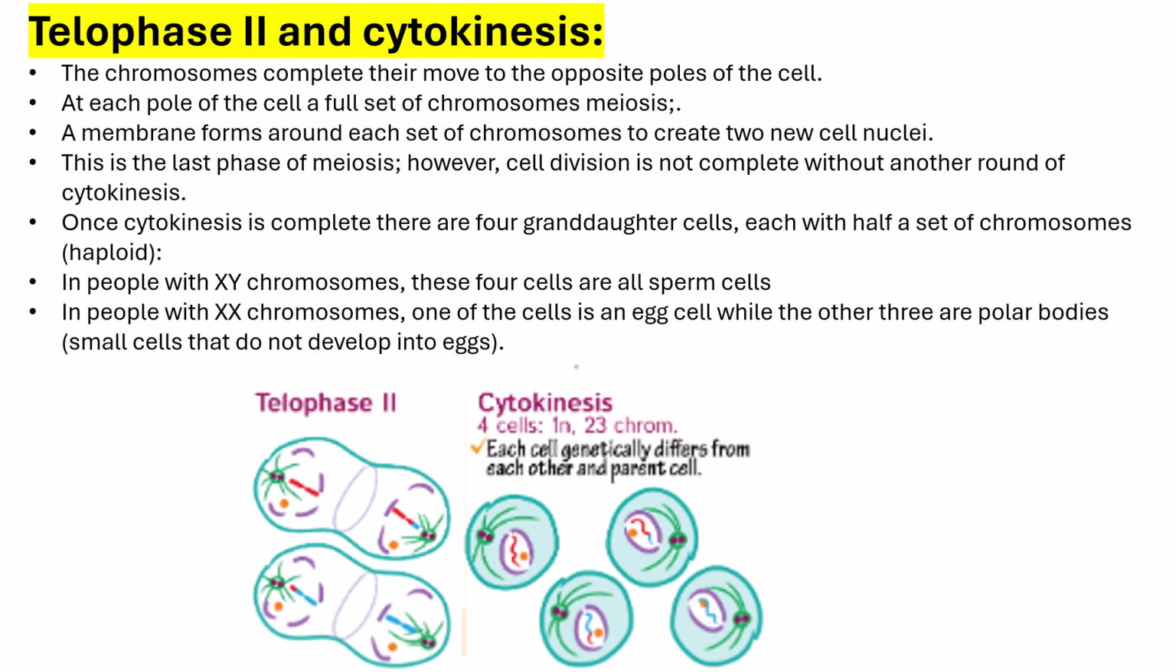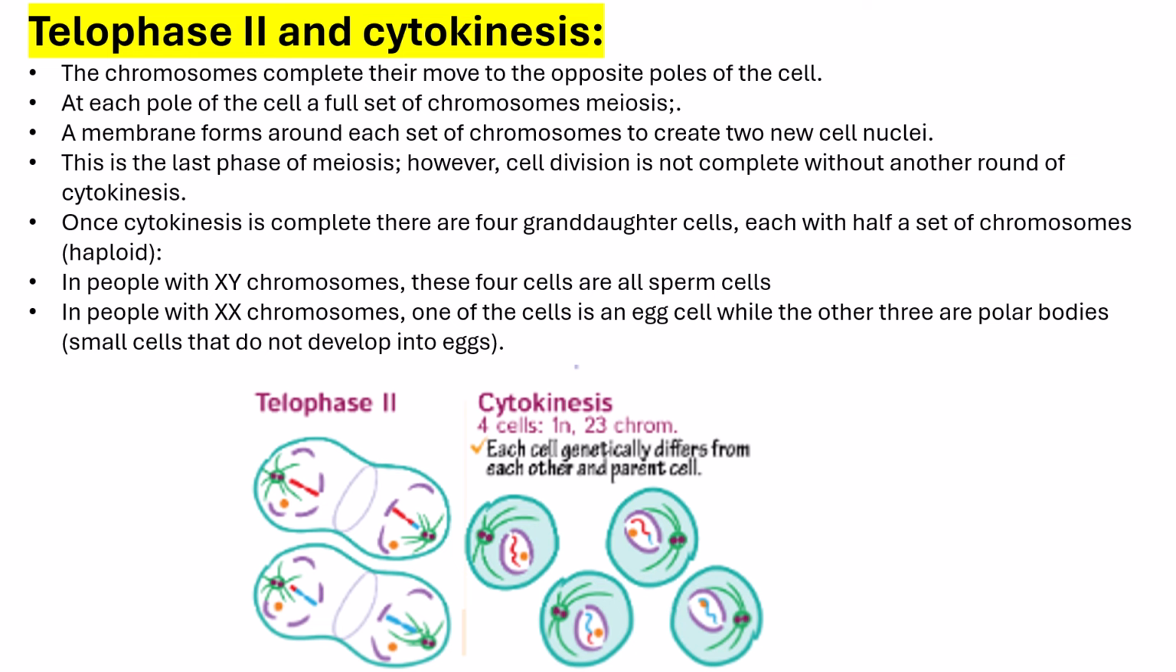Right. So telophase II, it starts pinching, they separate, and cytokinesis is the end of cell division. You have 4 cells, 23 chromosomes, 1N, 1N, 1N, 1N, 4, right?